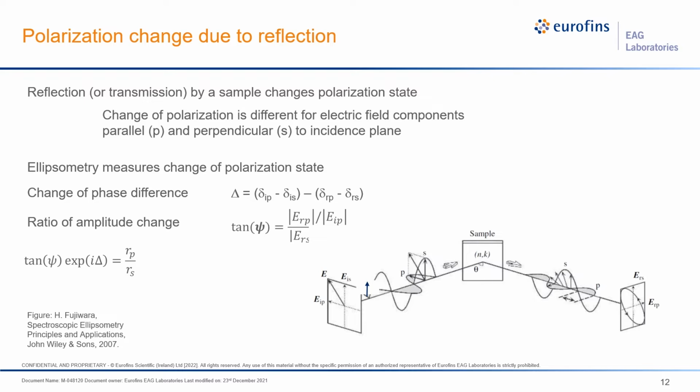We start with linear, we end up with elliptical. This change is measured by analyzing the light reflected from the sample. The polarization change is represented as an amplitude, psi, tan psi defined here, and a phase difference, delta, as defined in this equation. Because ellipsometry measures a ratio instead of pure intensities, it is not affected by intensity instabilities of the light source or atmospheric absorption, as are normal transmission and reflection measurements.